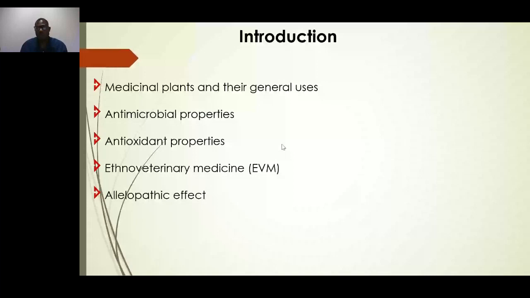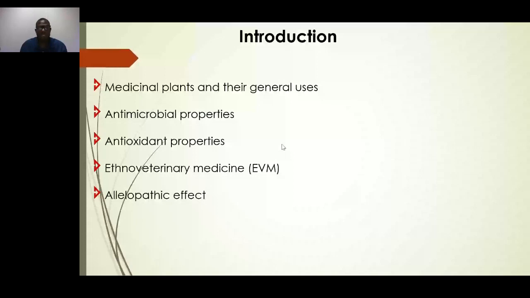However, medicinal plants usually have some properties which enable them to be used for the treatment of diseases. For instance, they have antimicrobial properties. These antimicrobial properties enable these plants to be used in the treatment of fungal, bacterial, even viral infections. Some of them have antioxidant properties, so it enables them to be used in the treatment of wounds, in detoxification, as well as inflammatory diseases.